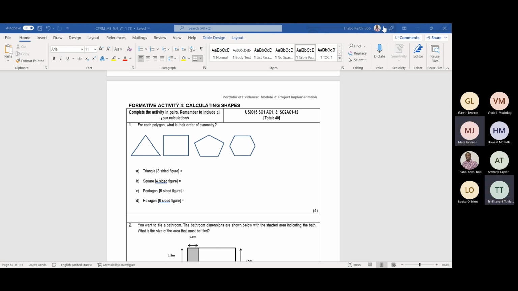What area are they talking about? I think it's a bit confusing, because the shaded part is where the bath is. So that 1.8 by 0.8 won't be tiled because the bathtub will be there. So you must tile that space, 3 meters by 2.5 minus the 1.8 by 0.8. Yeah, well, that's basically how I answered it.